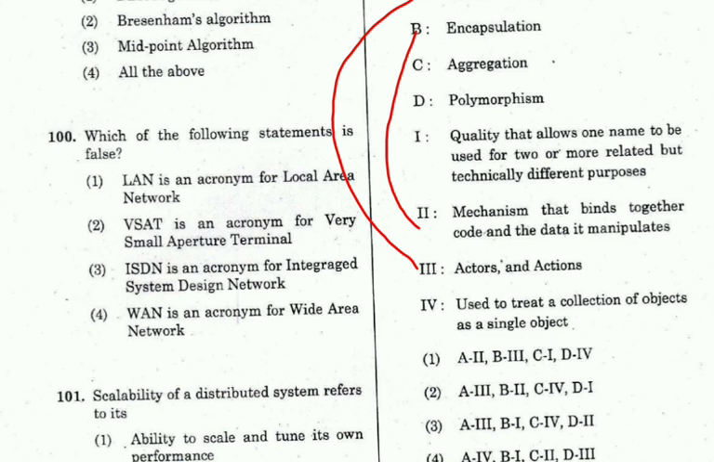That binds together code and data. Next, aggregation. Aggregation represents a whole-part relationship between the objects. So option 4 is the correct answer for aggregation. Next, polymorphism allows one name to be used for different purposes. So option 1 is the correct answer for D. So this is A to 3, B to 2, C to 4, D to 1. So option 2 is the correct answer here.